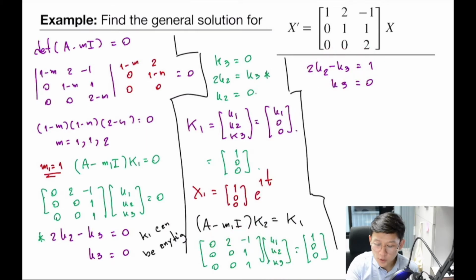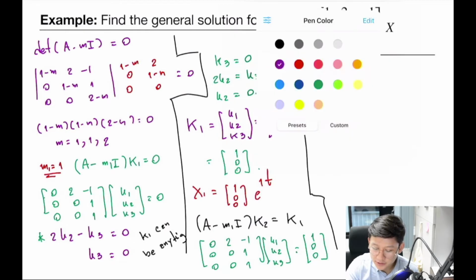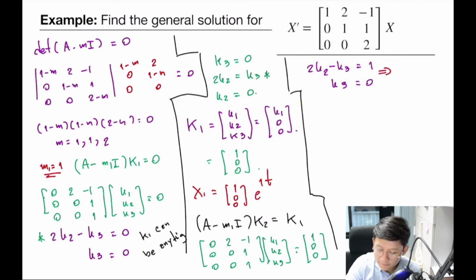And when k3 is 0, we have that 2k2 is 1, which means that k2 is 1 half. Again, k1 can be anything.